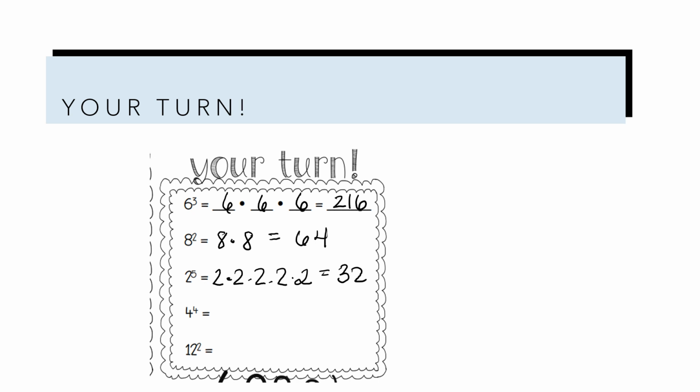You can put it in your calculator using this button. That takes any number to a power. 4 to the 4th in expanded notation is 4 times 4 times 4 times 4. When you multiply all those together, you get 256. And here's 12 squared is 12 times 12, and we all should know that that is 144.